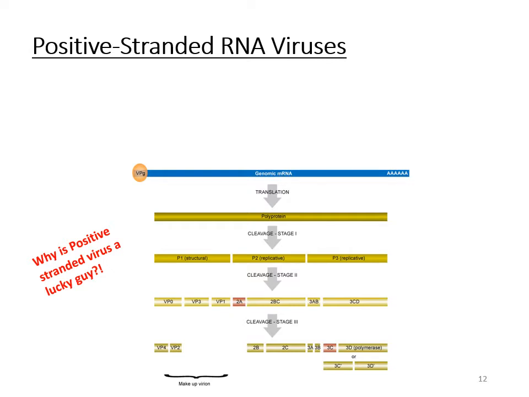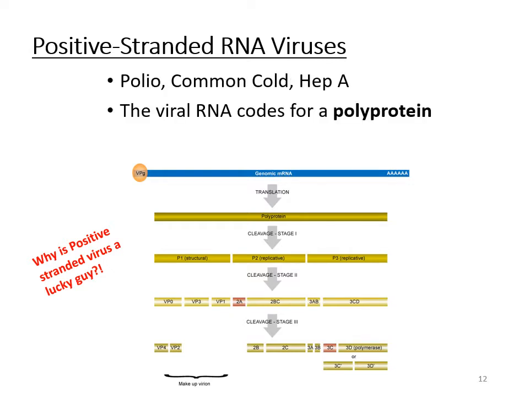So here we have the positive stranded RNA viruses. Their examples include polio, the common cold, Hep A, and as you can see, like we mentioned earlier, these are monocistronic, meaning that they will make a polyprotein, which is a really, really long protein that, as you can see in this diagram, then gets chopped up into its individual little proteins.